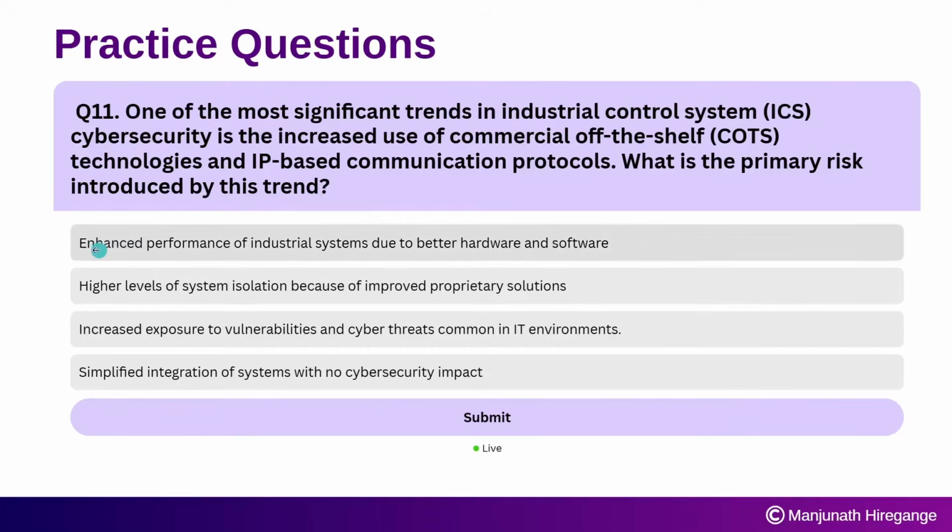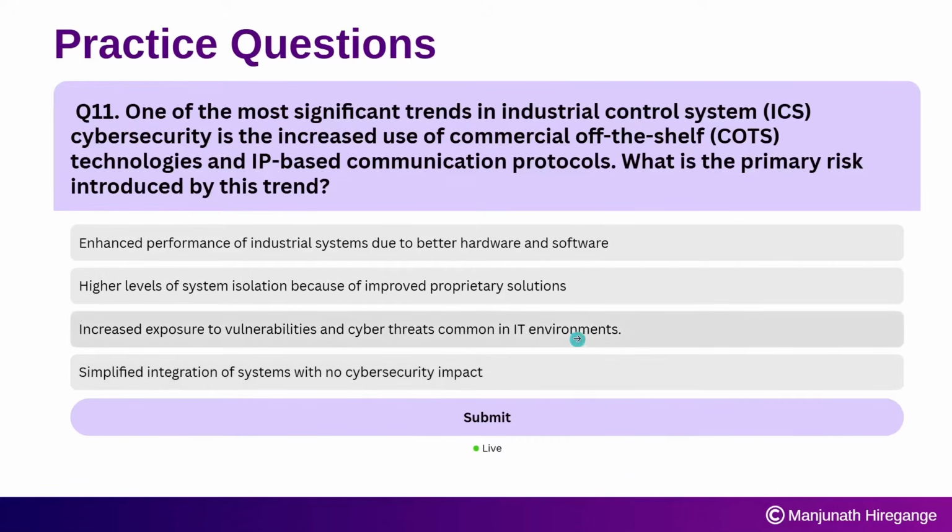Your options are: enhanced performance of the industrial systems due to better hardware and software; higher levels of system isolation because of improved proprietary solutions; increased exposure to vulnerabilities and cyber threats common in IT environments; simplified integration of systems with no cybersecurity impact. So carefully read the choices and select your answer.